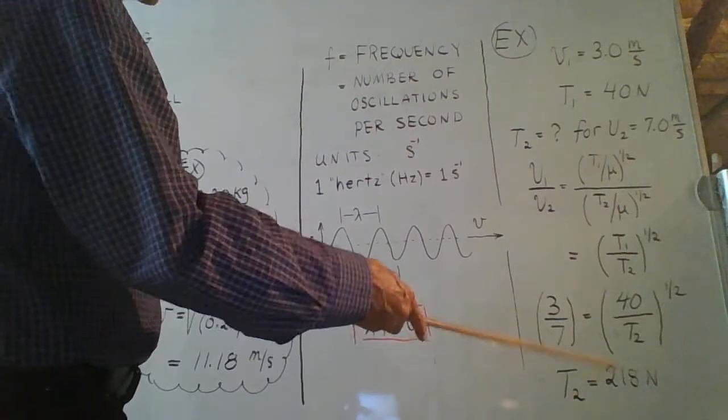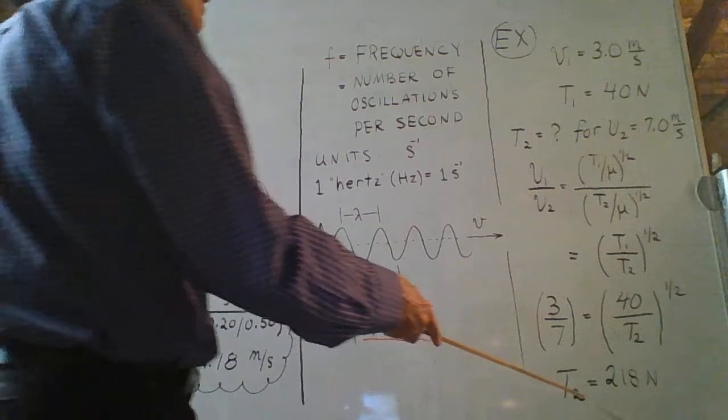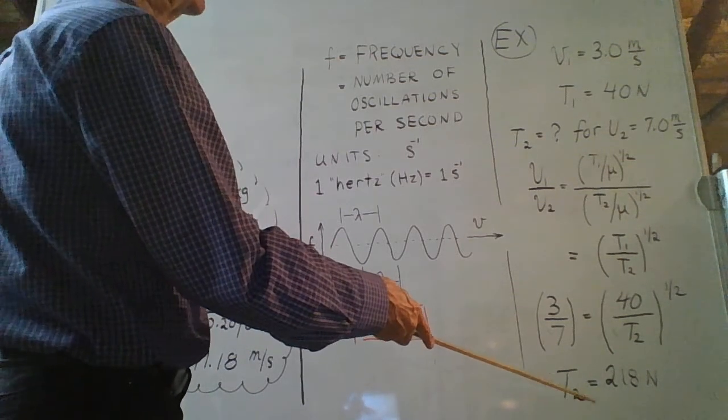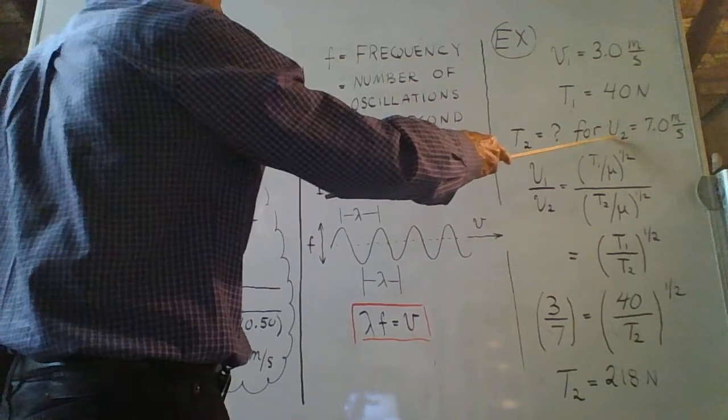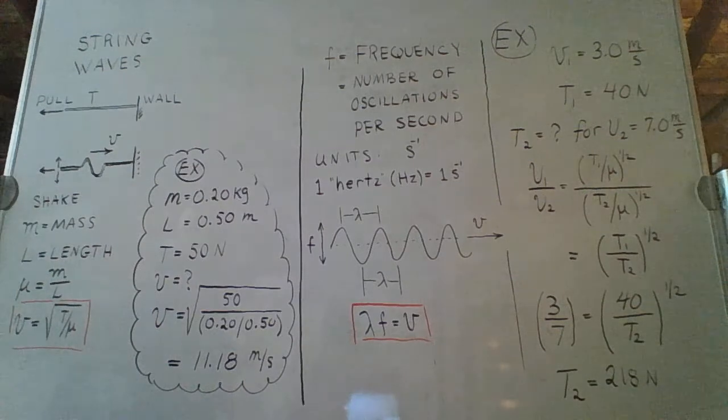I won't bother with the algebra. I'll just report the final answer. The tension that would be required in order to have a new wave speed of 7 meters per second is, rounded off to the nearest whole newton, 218 newtons.